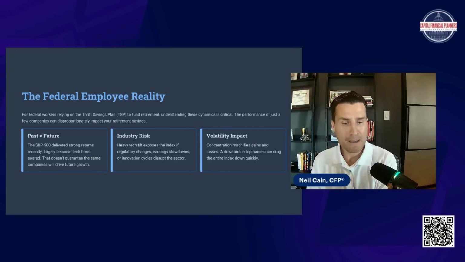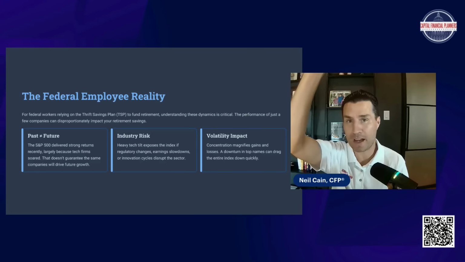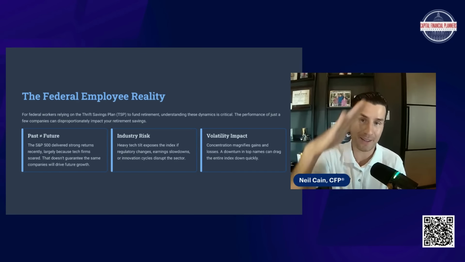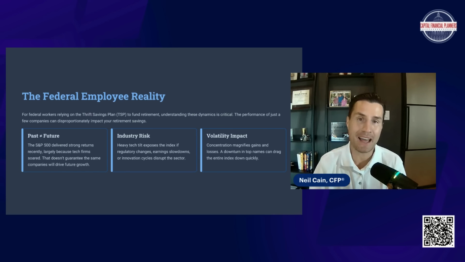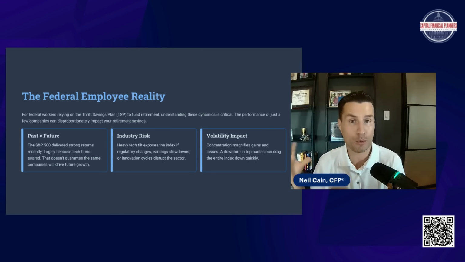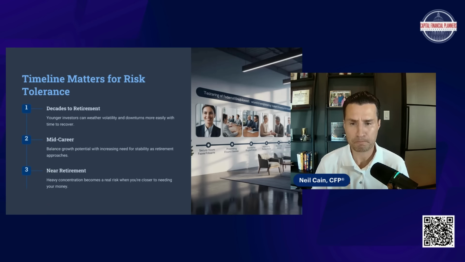Also, keep in mind that concentration magnifies performance on the upside, but it magnifies performance on the downside, meaning that if there's a downturn to that particular 10 name sector, that could really drag that index down precipitously if we got some bad news on that sector.